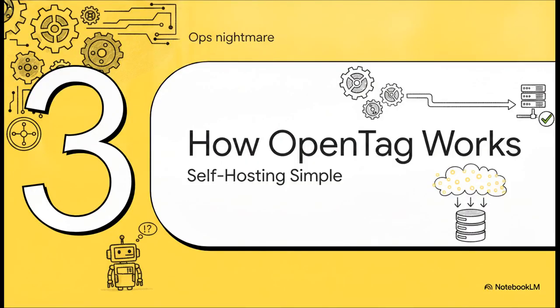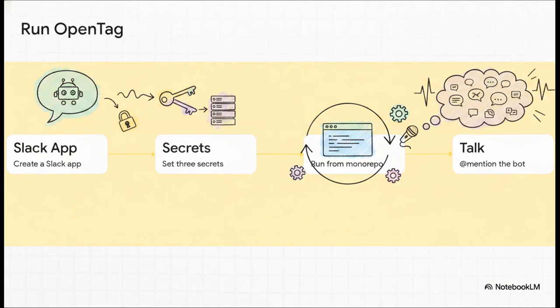Now, you might be thinking, okay, self-hosting an AI agent sounds like an absolute ops nightmare. But let's move to Section 3, how OpenTag works, and see why self-hosting has been made brutally simple. The architecture completely demystifies this, reducing a fully working bot down to just 4 incredibly approachable steps. First, you create a Slack app using their provided manifest file. This gets you your connection tokens without having to dig through a dozen different API portals.